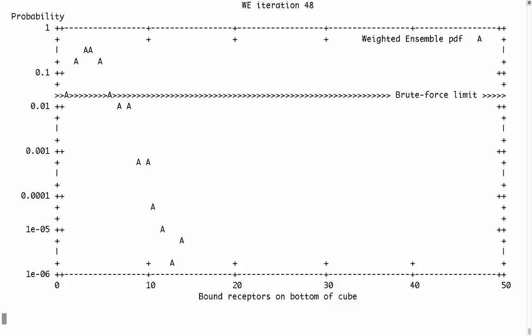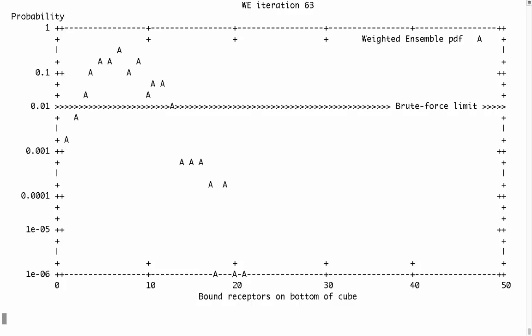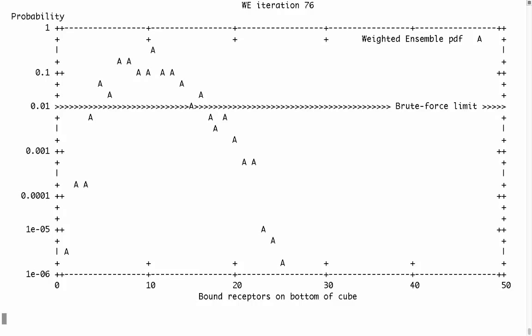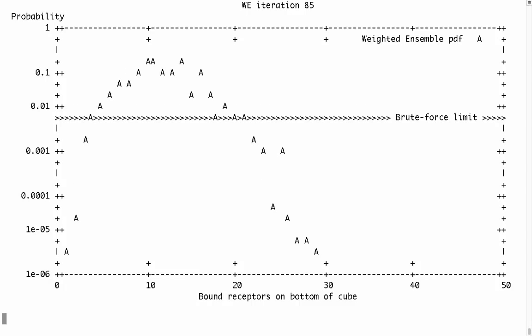And also see this cutoff where, given an equivalent amount of brute force data, you couldn't see below this other line, right? Can you explain that again? So we're looking at a probability distribution evolve in time. This is on a log scale. So this is the probability on the y-axis, and the x-axis is the number of bound receptors at the bottom of the cube. So what is time? There's a third implicit axis of time here, as the movie progresses. Yeah.